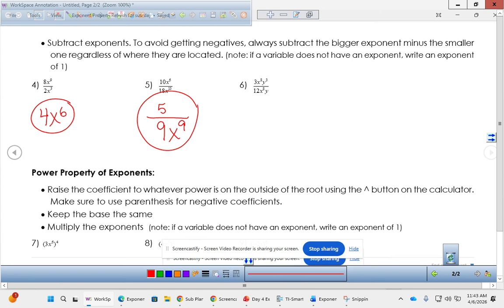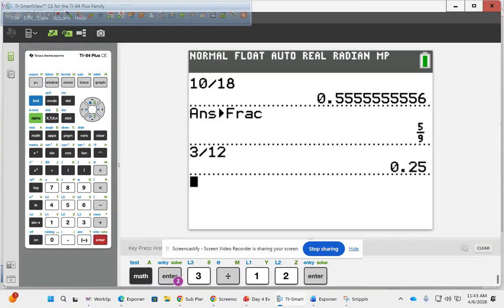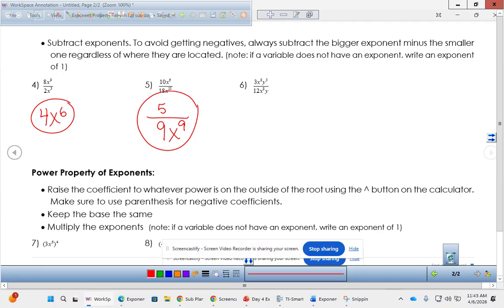When I do 3 divided by 12 for this next one, I again get a decimal. So I'm going to enter and write this as 1/4. For the x's, I would do 8 minus 8, which is 0, which means the x's cancel out. I'm not going to write the x's at all. For the y's, I'm missing an exponent on the bottom y, so I'm going to write a 1.